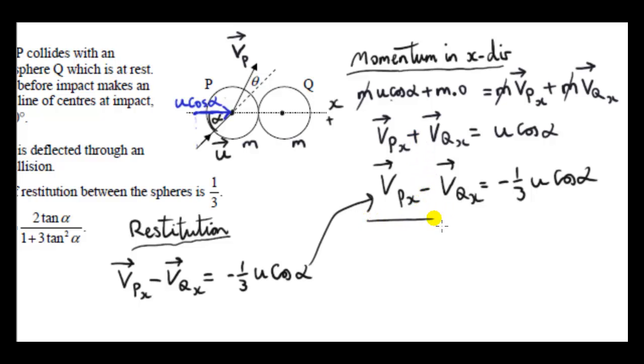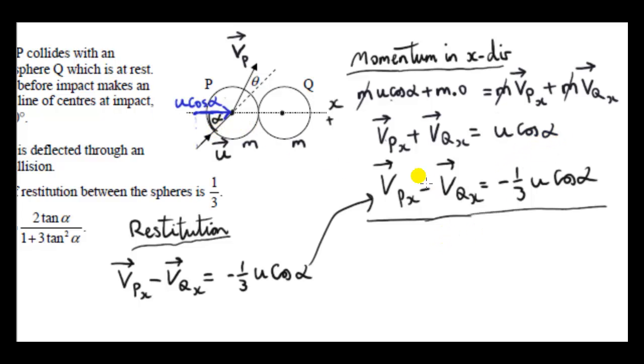Okay, let's combine these two equations. So we've got two equations with two unknowns, vpx and vqx. We'll be able to get each of these two unknowns in terms of u and alpha. They're the givens in the question. The initial speed is given in the sense that we have it from the outset. So that's what we want, of course.